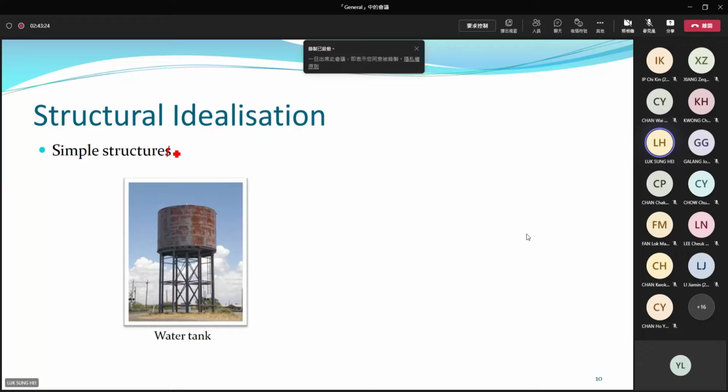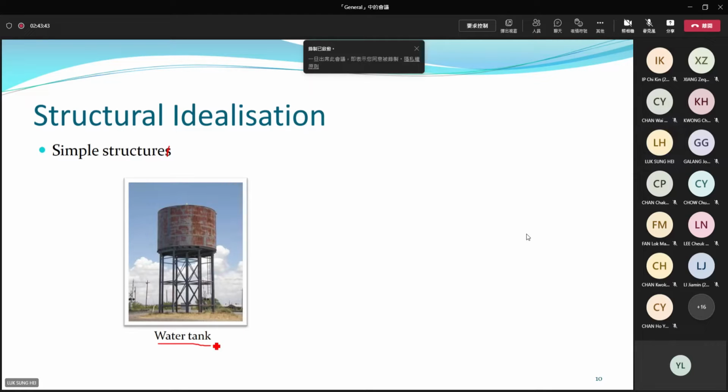How simple? We consider a water tank. It's simple enough, right? We have a big mass at the top, and it is supported by some columns at the bottom. I believe it is a very, very simple structure used to explain how to formulate equations for a dynamic system.